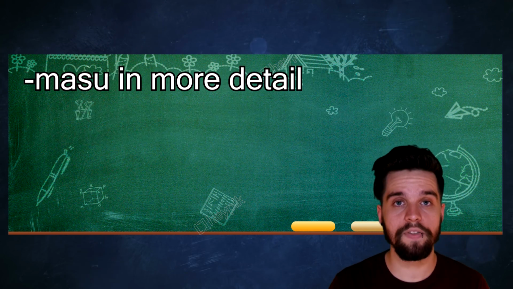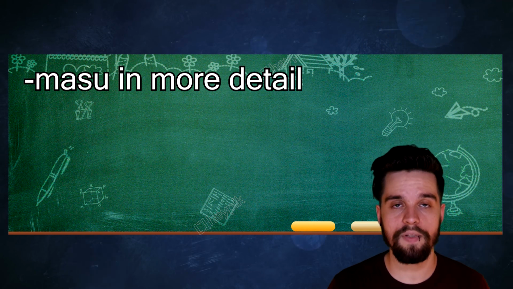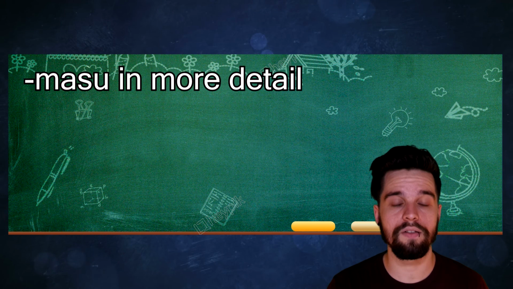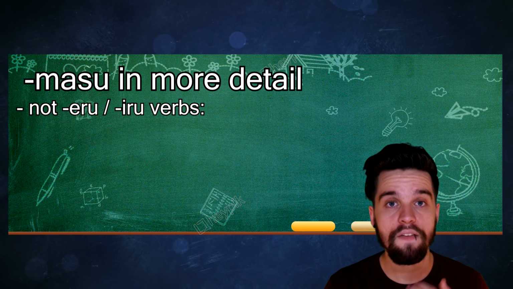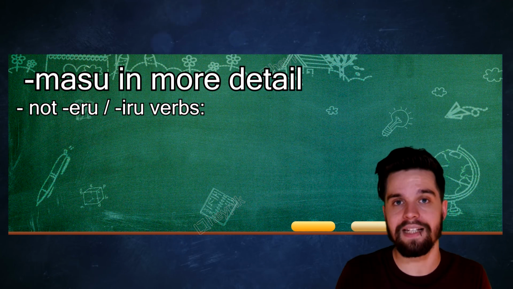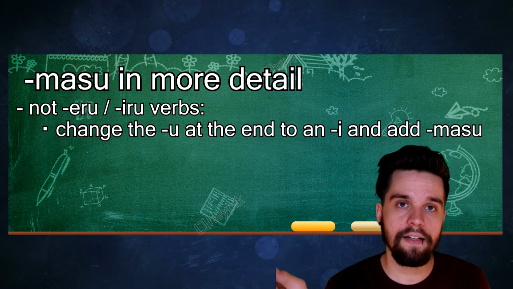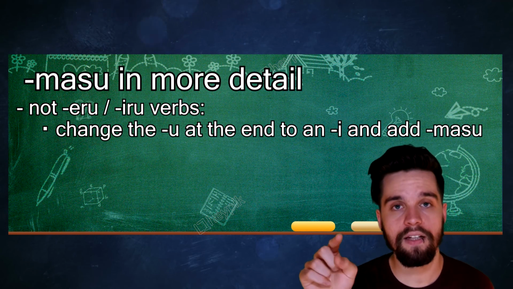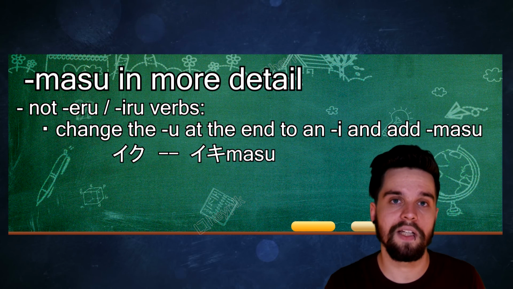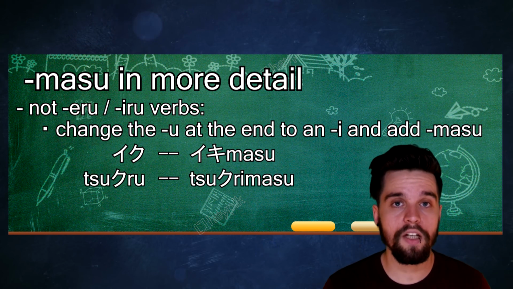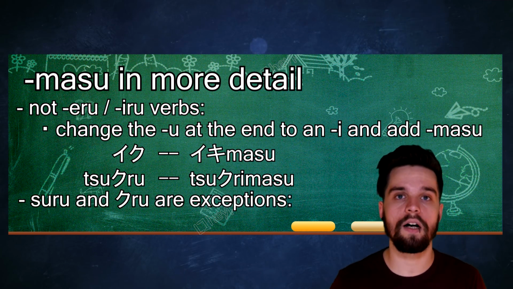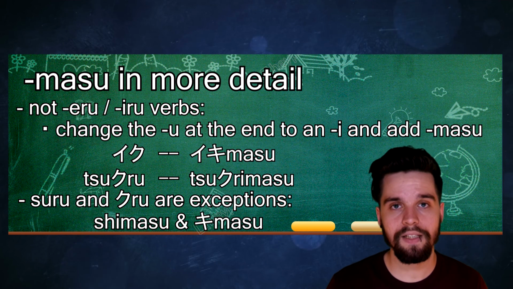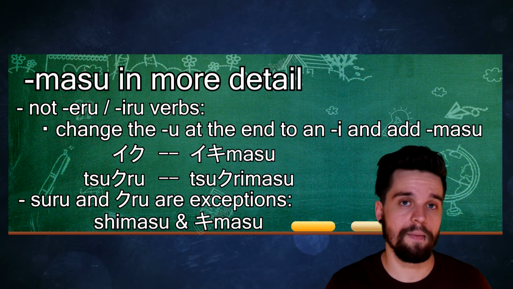in more detail. Up till now, we've only looked at the iru and eru verbs and how they are used with masu, but now I want to tell you about all the other verbs and how they are usually used when you want to make something polite. If it is not an iru verb, let's take for example iku, the u at the end of the verb just becomes an i, and then you put masu at the end of it. Iku just becomes ikimasu. Tsukuru becomes tsukurimasu. Suru and kuru are exceptions though. Suru becomes shimasu and kuru becomes kimasu.